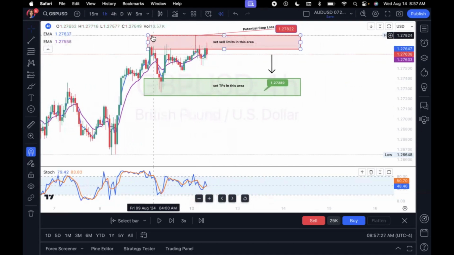So first and foremost, you'll notice that I have this red box here. And for this red box, this was my supply zone. And this is where I found that the market was resisting.